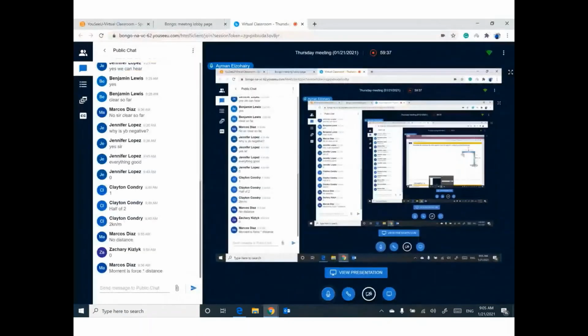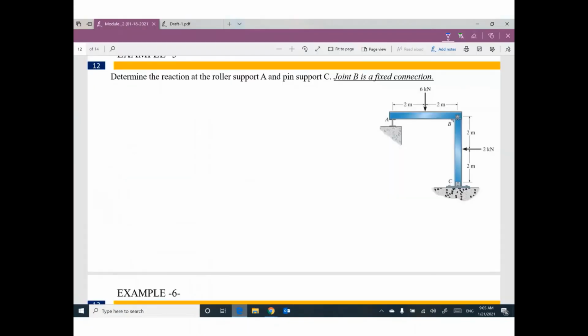One more example. We have a frame. We need to determine the reaction at support A, which is a roller, and support C, which is a hinge or pin. So A is a roller, so we have one reaction, YA. C is a pin or hinge support, so we have two reactions, YC and XC.